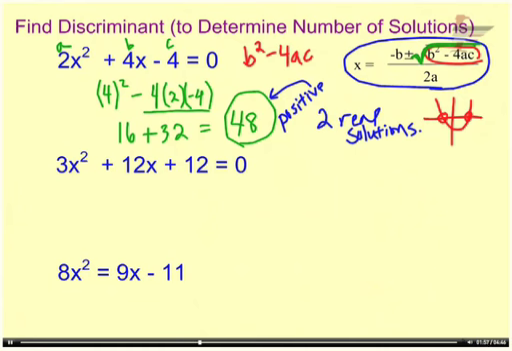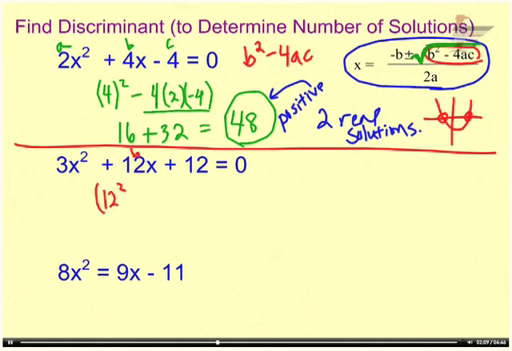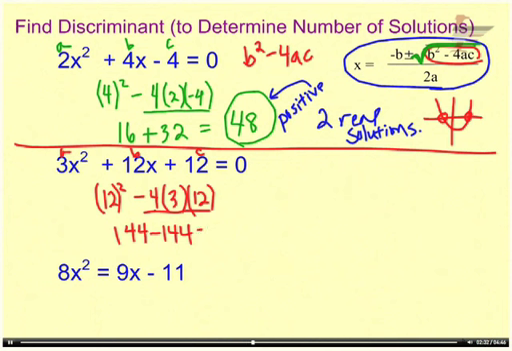All right, looking at this next one, let me just draw a line. We're in standard form, which is good, so we can go ahead and do our b squared minus 4ac. So our b is this 12. 12 squared minus 4 times a is 3, and our c is this 12. So 12 squared is 144. Now this negative 4 times 3 is negative 12, and negative 12 times 12 is a negative 144. So we have 144 minus 144, which equals 0. So our discriminant is 0.